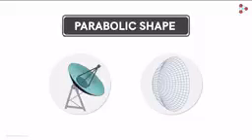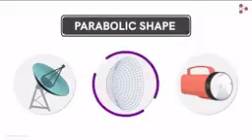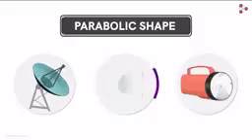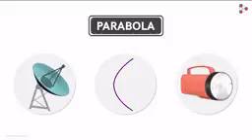One of them is the mirror used in a flashlight. It's also made up of this type of a curve. Let's consider just one of all these curves. Such a curve is called parabola. In this video, we will understand what exactly a parabola is.